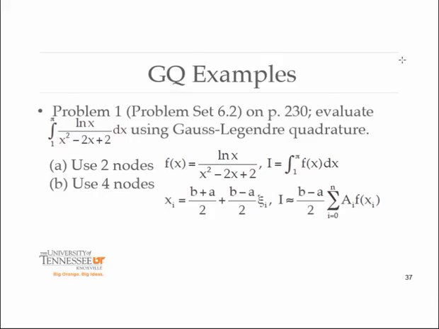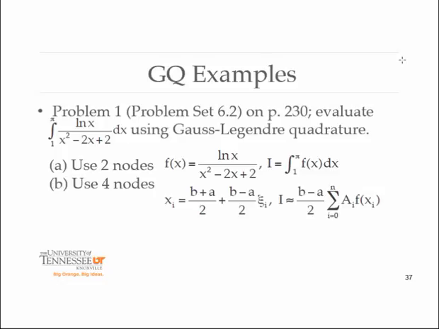So I've got another problem. This is problem 1 out of problem set 6.2 on page 230 of your textbook. You're asked to evaluate this integral from 1 to pi of ln of x over x squared minus 2x plus 2 dx. And you're told again to use Gauss-Legendre quadrature.